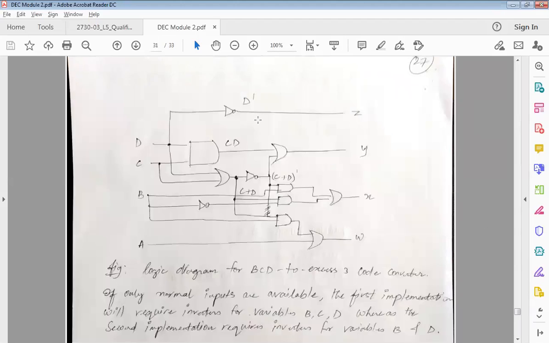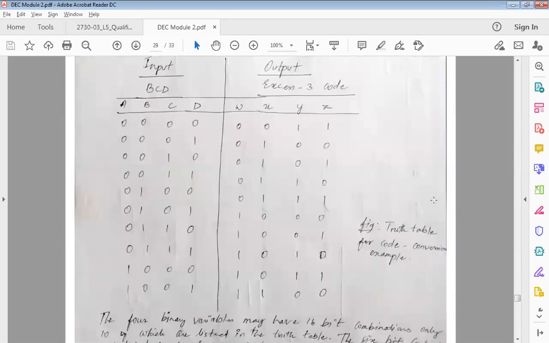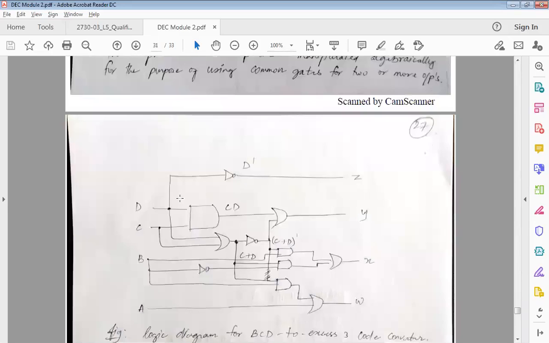So Z is equal to D bar. A, B, C, D are my inputs, W, X, Y, Z are my outputs. So look at your truth table here. A, B, C, D is your input, W, X, Y, Z is your output, right? So I will have A, B, C, D here. So for D, I put an inverter, D bar. Z is equal to D bar, right?